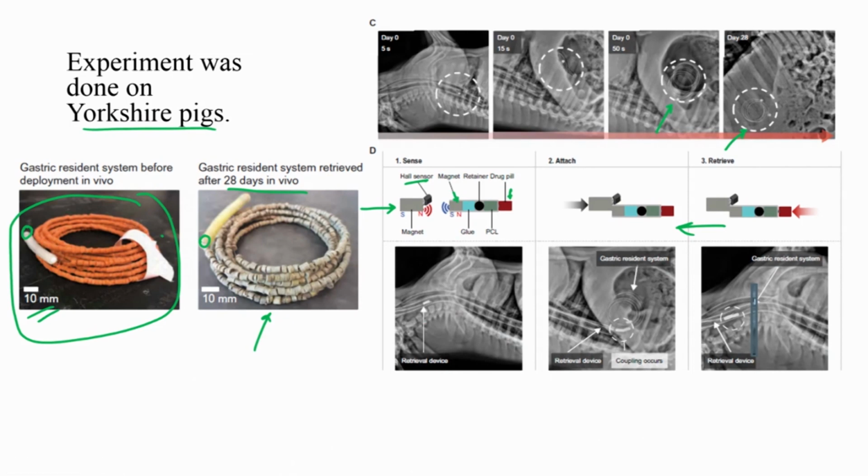And this is again imaging in the live animal, showing your retrieval device going in. You are going to go somewhere here where the device is sitting. Here you can see the resident system, the GRS as they call it, and here is the end of it. The magnet is binding to the Hall sensor with the retrieval device, and then they are showing that this is now being pushed out, where the system is coming out.